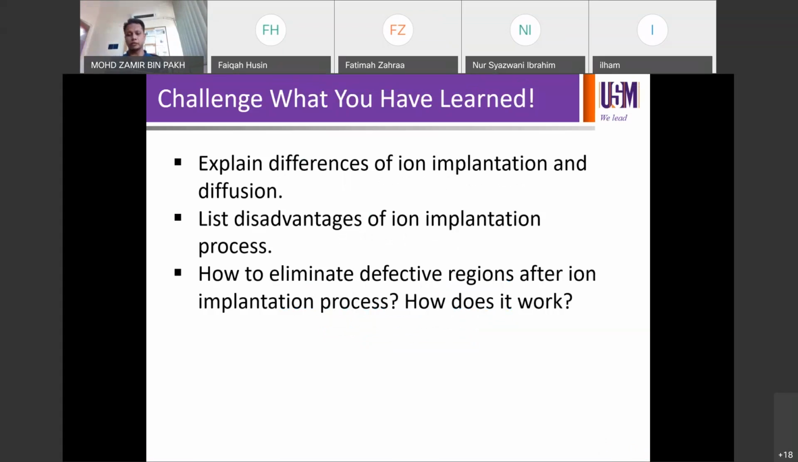So let's recap a few things before we move on to film deposition. What are the major differences between ion implantation and the diffusion process? What are the major differences? Anyone would like to answer this? And write down, or you can talk. Ain, what are the major differences? Ain, Natasha.